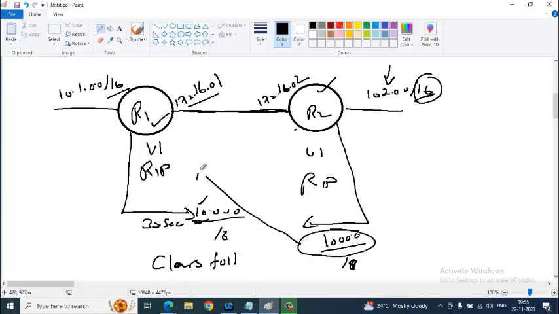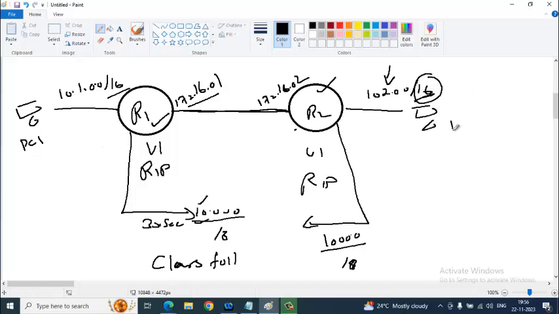Whatever you give is what I'm also giving. I already know it. Why are you giving me? Don't give me, I already know. They don't learn from each other. As a result, this computer cannot ping this computer. If it is version 1 RIP, A cannot ping B.